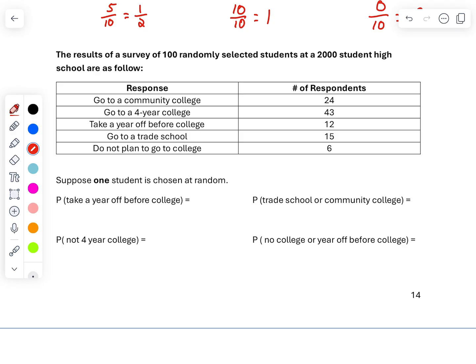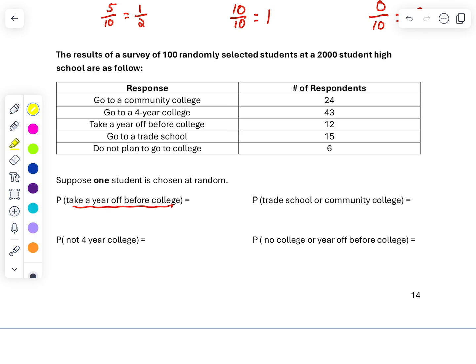Okay, here we have the results of a survey of 100 randomly selected students at a 2,000 student high school. And it looks like what they're going to do after high school. So there's different categories there, and then the different number of respondents. So it says, suppose one student is chosen at random. What's the probability of take a year off before college? So that's what we're looking at here.